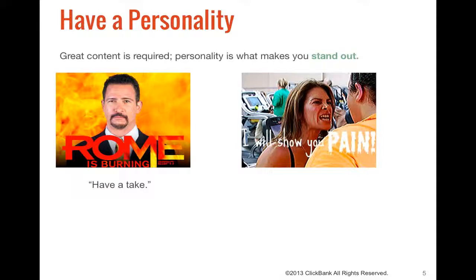So one of the things that can really set you apart and make you stand out in your niche is having a personality. And there are a lot of different ways you could go with this, similar to how we talked about personal brand versus business brand. But you want to think about what's your personality when you're speaking to your audience, and is it the right personality for them? So a couple examples here.